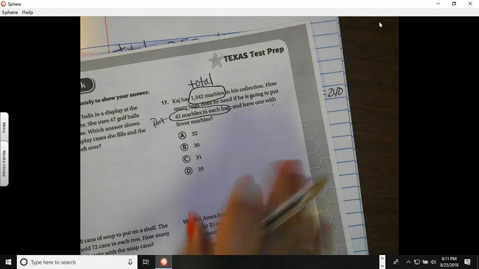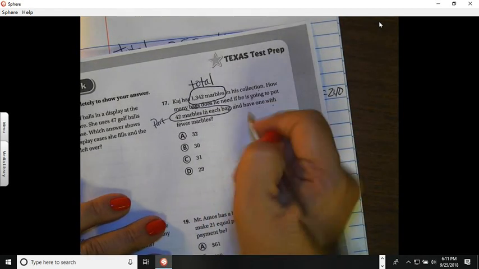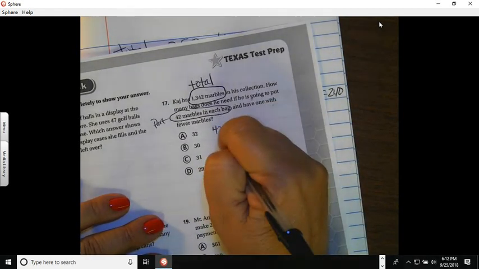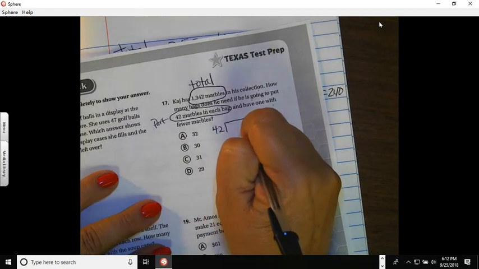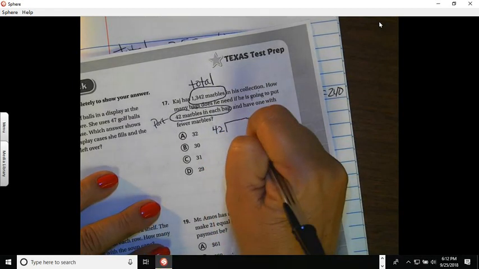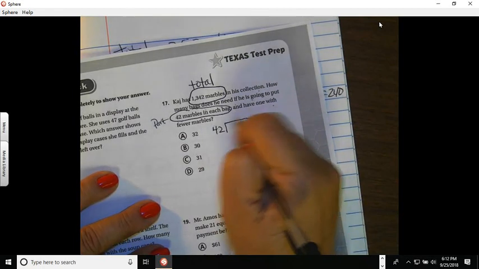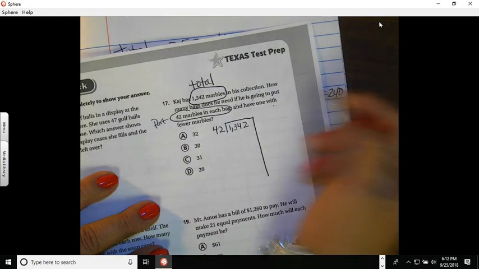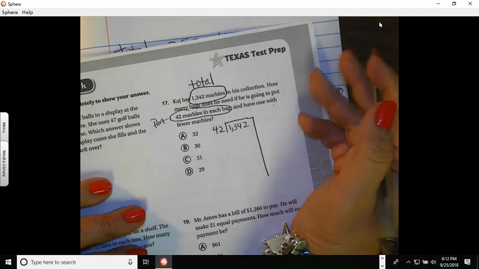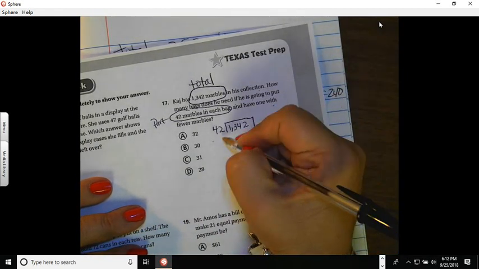I hate to do all the writing here. Let me see if it'll work. 42 goes into 1,342, and there's our thousands part, right? Well, maybe, because here's our 4-digit.